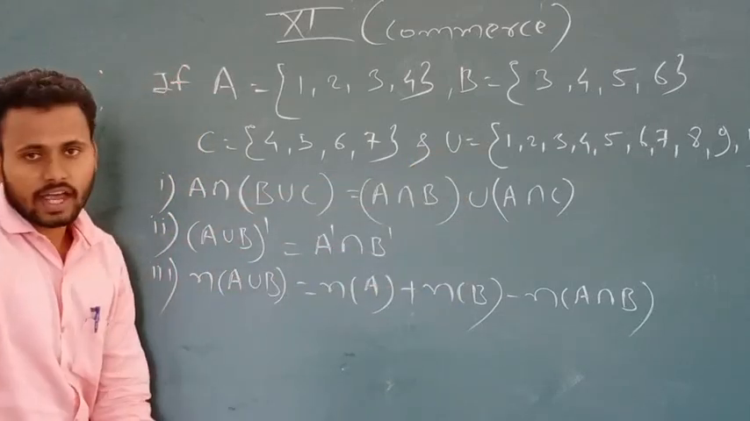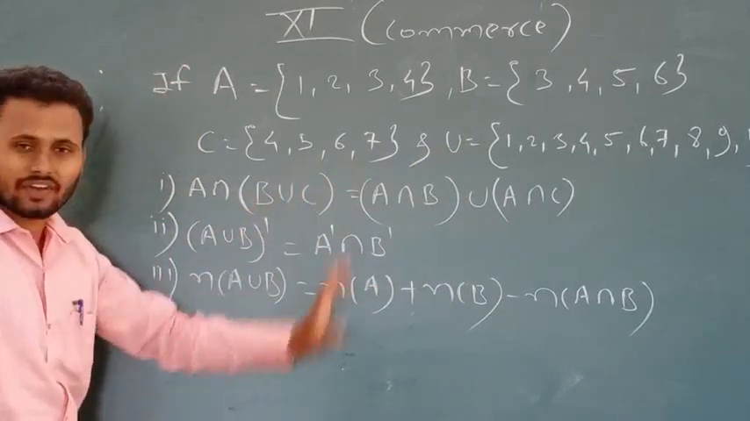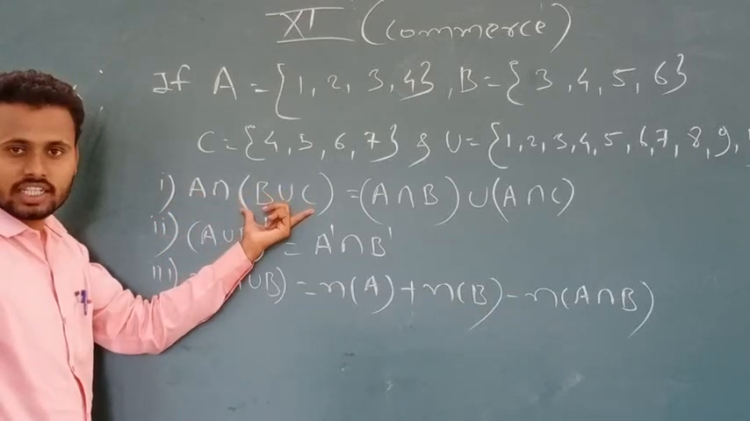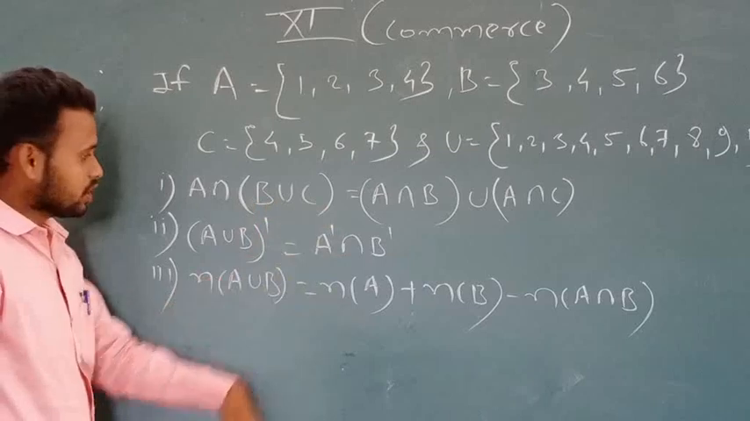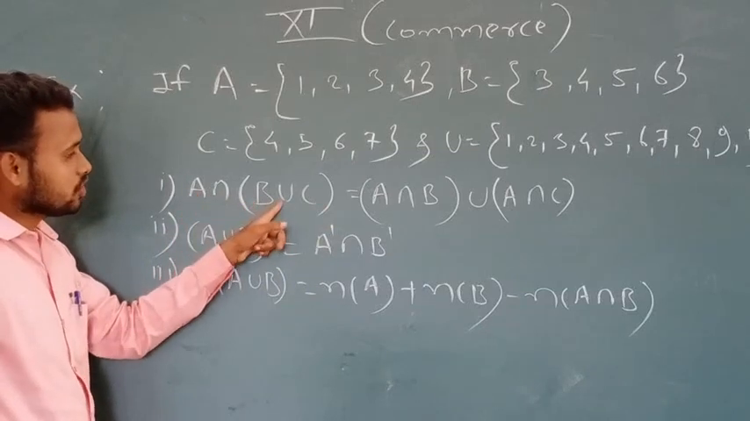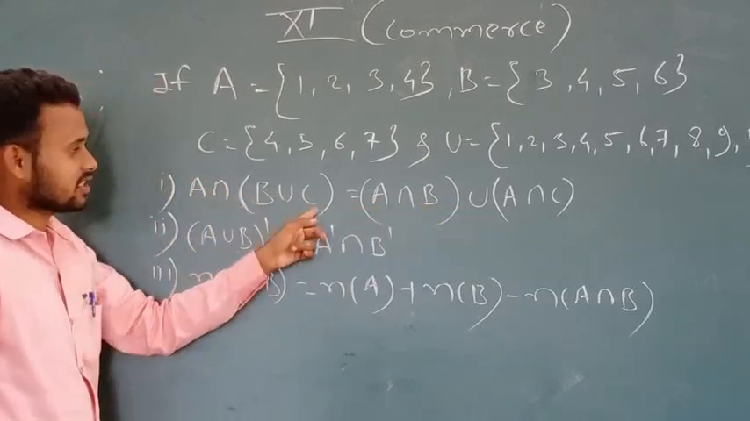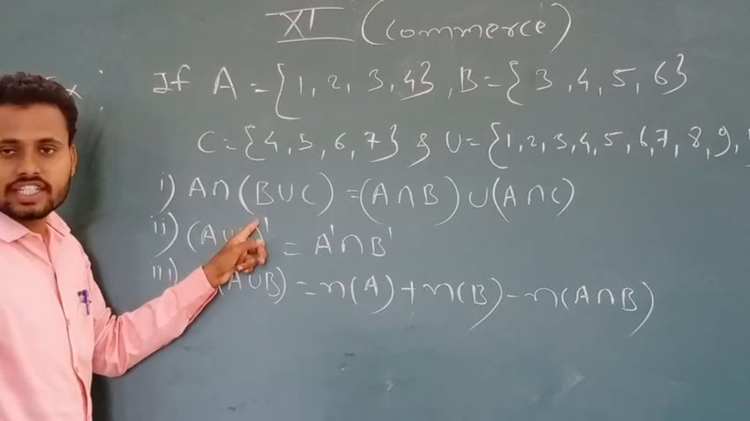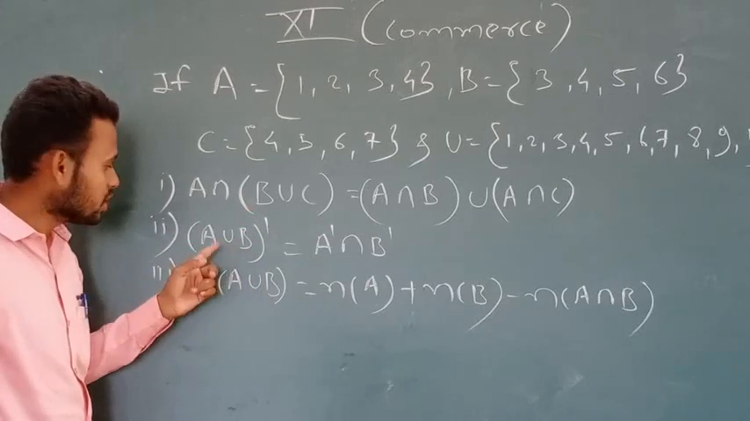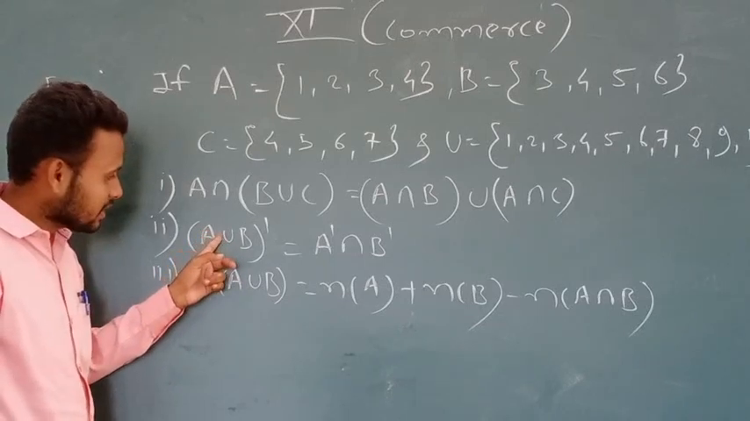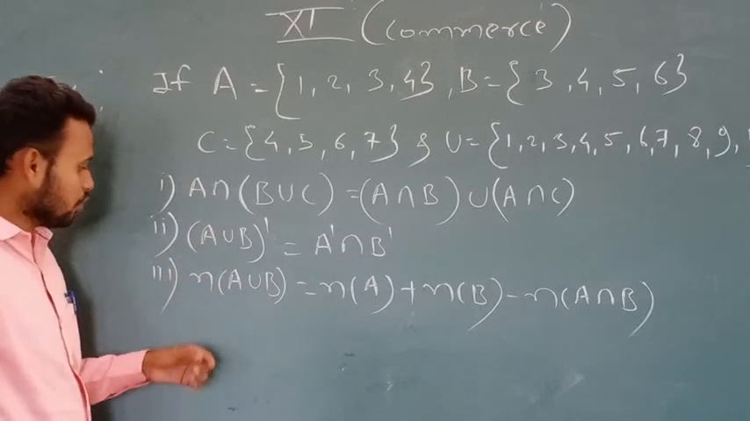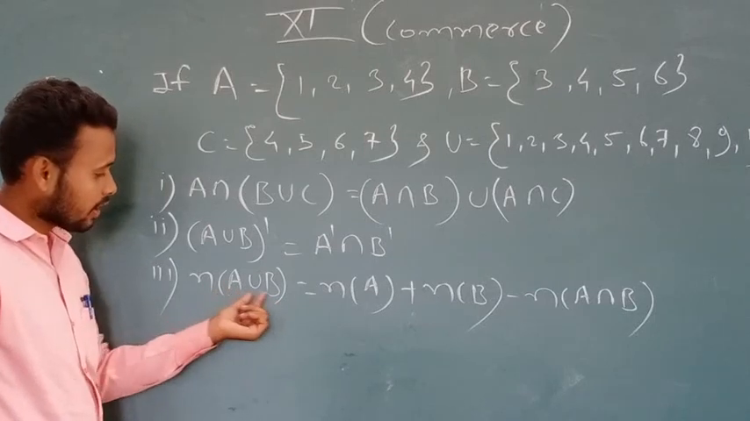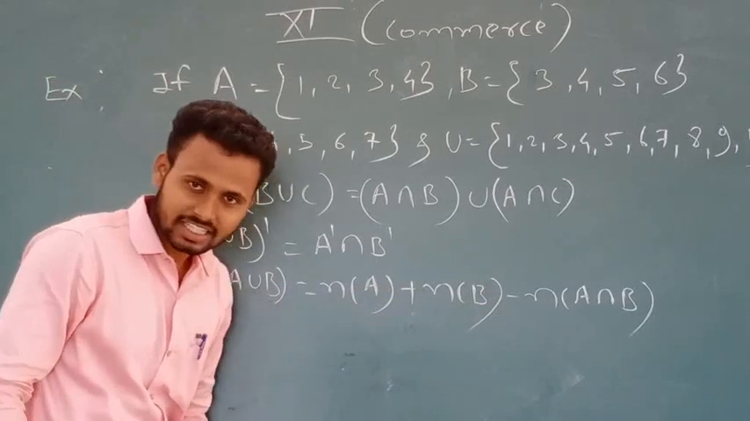Then verify the following properties. First one is A intersection with B union with C, which is equal to A intersection with B union with A intersection with C. And second property, A union with B whole complement, De Morgan's law, which is equal to A complement intersection with B complement. And third one is N of A union with B, which is equal to N of A plus N of B minus N of A intersection with B.